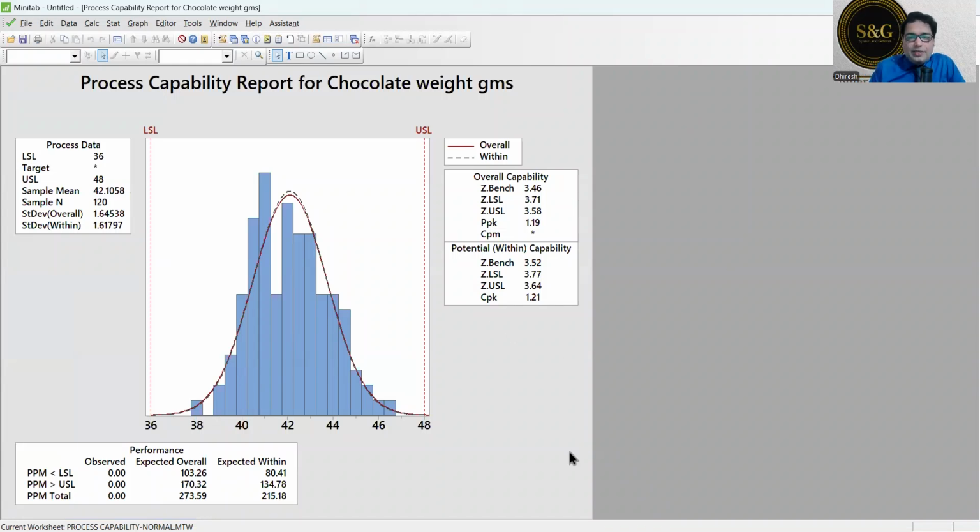Super. Now this is your process capability. You can see here, when your Z bench score is 3.46, this is a 3.46 sigma process. This is my current process capability.